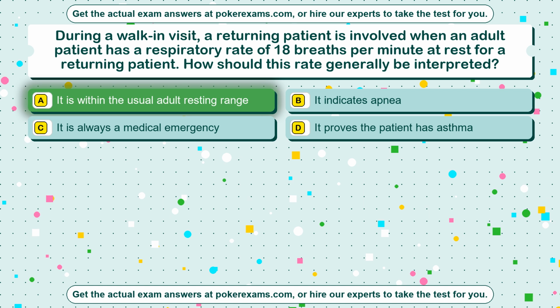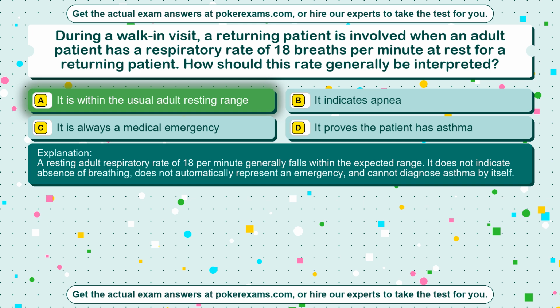The correct answer is option A. It is within the usual adult resting range. A resting adult respiratory rate of 18 per minute generally falls within the expected range. It does not indicate absence of breathing, does not automatically represent an emergency, and cannot diagnose asthma by itself.